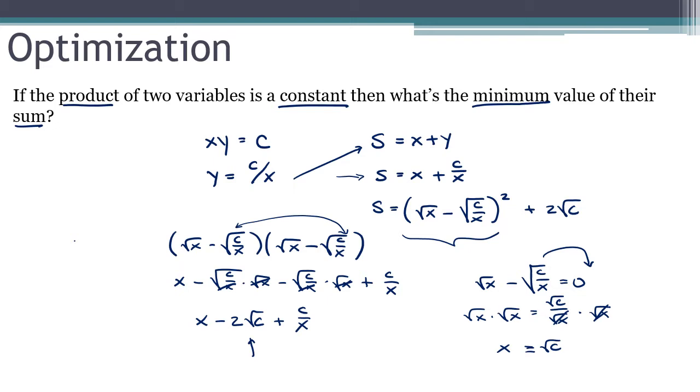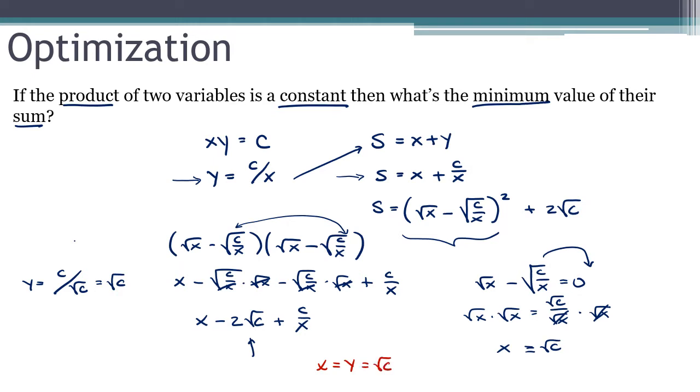And when x equals the square root of c, what's y? Let's come back up here to this y expression. y equals c divided by the square root of c, which is just the square root of c. So there's my answer: the sum is minimized when x equals y equals the square root of c.